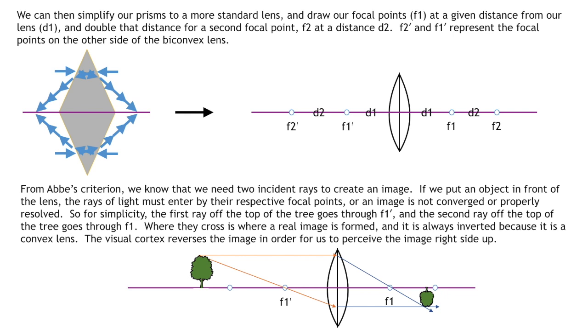So for simplicity, the first ray off the top of the tree, we'll say, goes through f1 prime in front of the lens, and the second ray off the top of the tree goes through f1 behind the lens. And where they cross over is where a real image is formed on the retina. And it's always inverted because it is a convex lens. That's just how convex lenses work. So the visual cortex then takes that information and reverses it back again so that we perceive, in this case, a tree as being right side up. But remember that it's actually inverted on our retina.